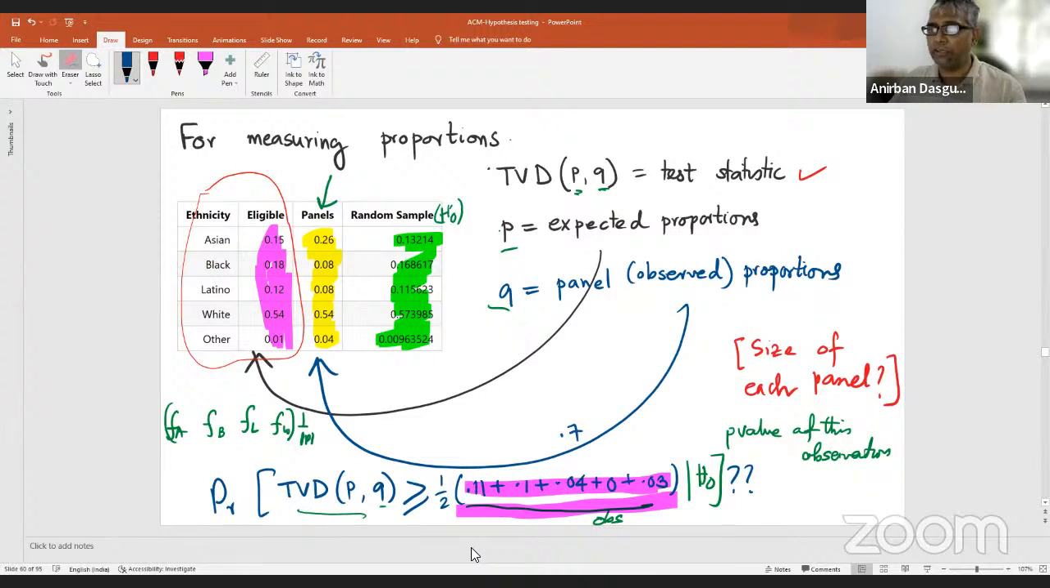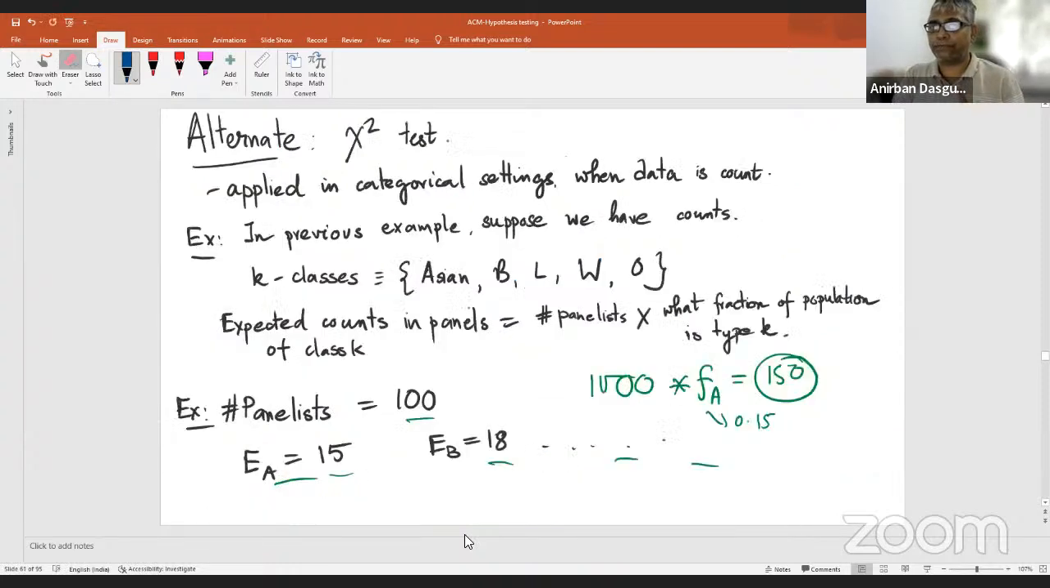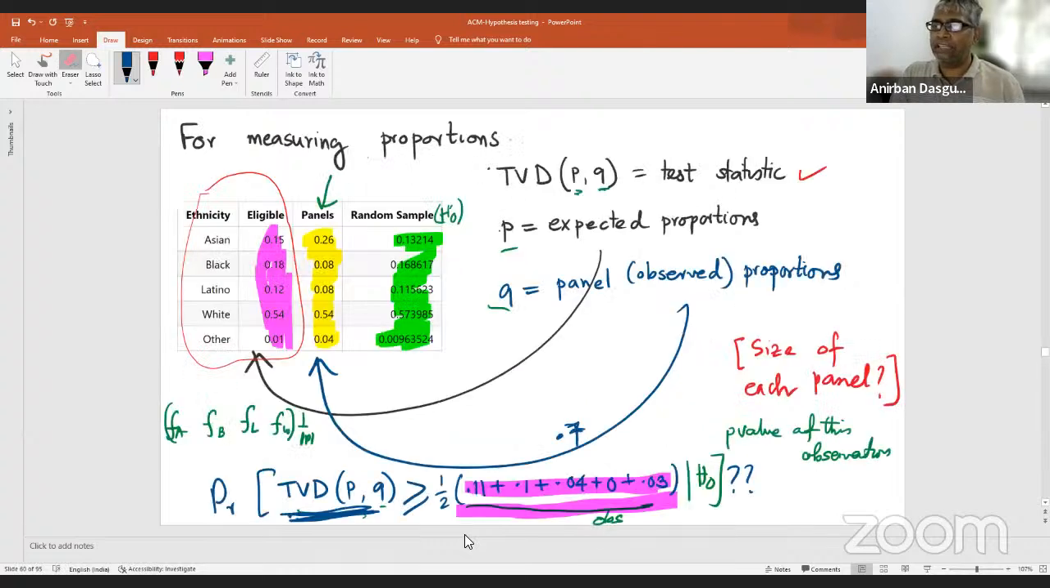So under H0, what is the probability that this random variable takes a value that is bigger than 0.7? That's what you calculate. That's what you need to be able to say by applying the central limit theorem. What is the probability that the total variation distance takes a value bigger than 0.7 if H0 were true, that is, if I was doing a uniform selection? See, you could do this, and you could do simulations.